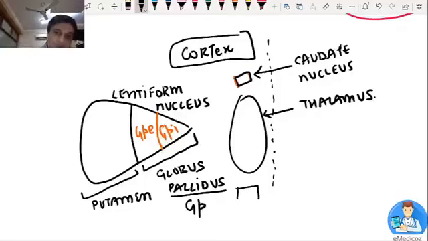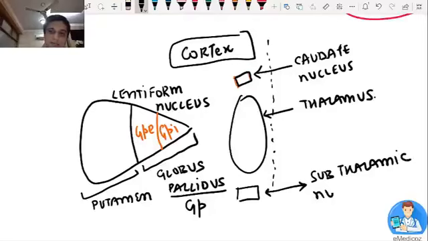Below this in the coronal section, yes, below the thalamus is a structure which is known as the subthalamic nucleus. I can abbreviate this very commonly as STN.